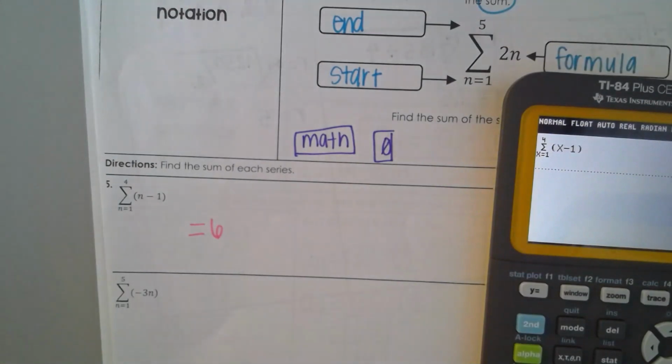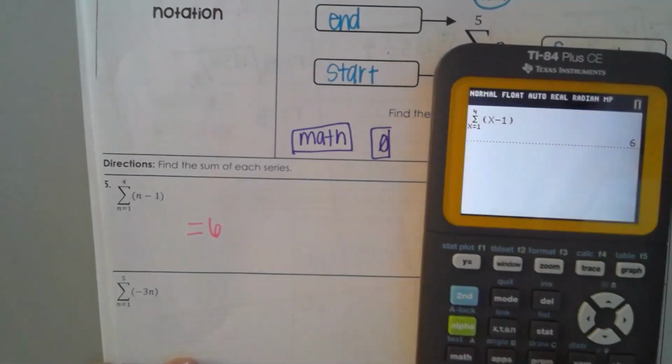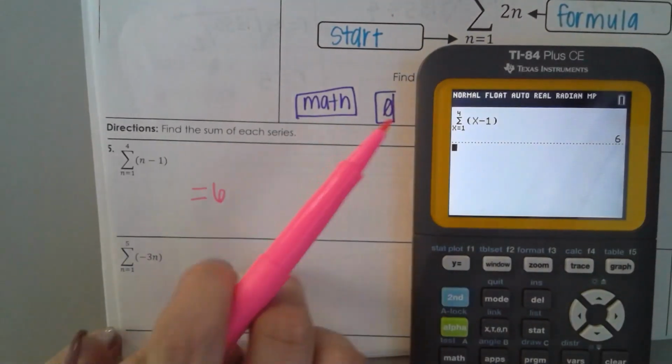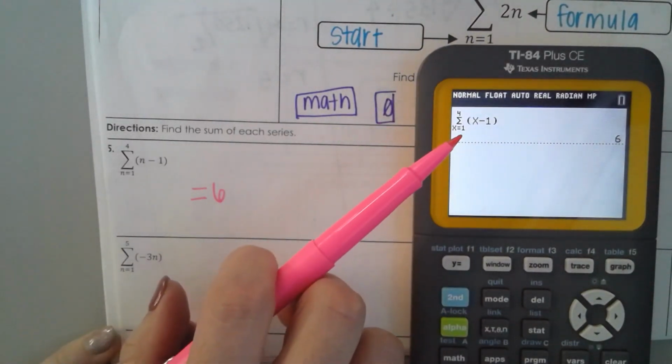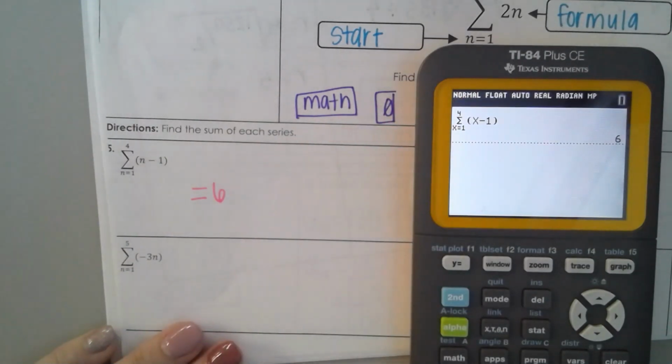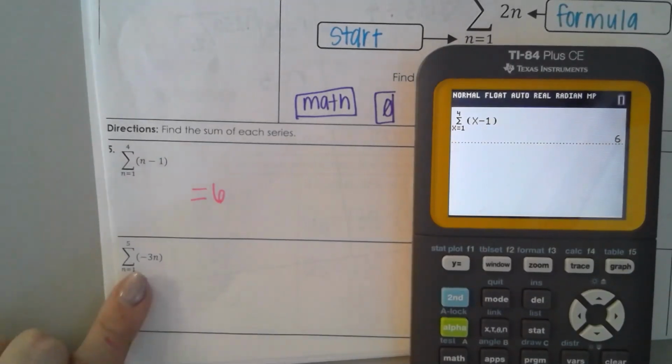Easy peasy. Math, 0. You got x equals 1 on bottom, 4 on top. So if we wanted to show our work for one of these questions, we just draw this out on the paper, right? Yeah. All right, next question.